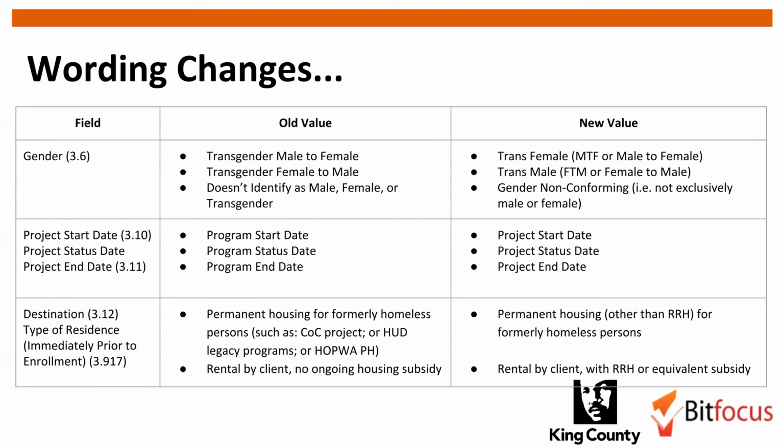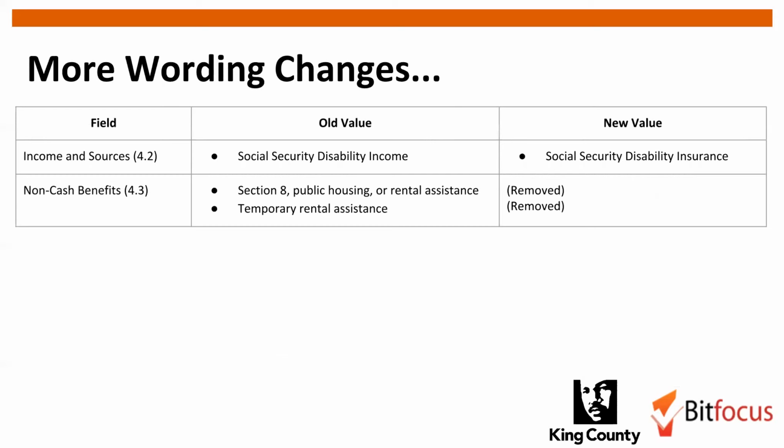And then there are a couple of wording changes related to a couple of options under destination and/or type of residence immediately prior to enrollment. And those are just small changes that I've listed out here. There are a couple of additional changes, one to income and sources, and then a couple of options that have been removed from non-cash benefits.